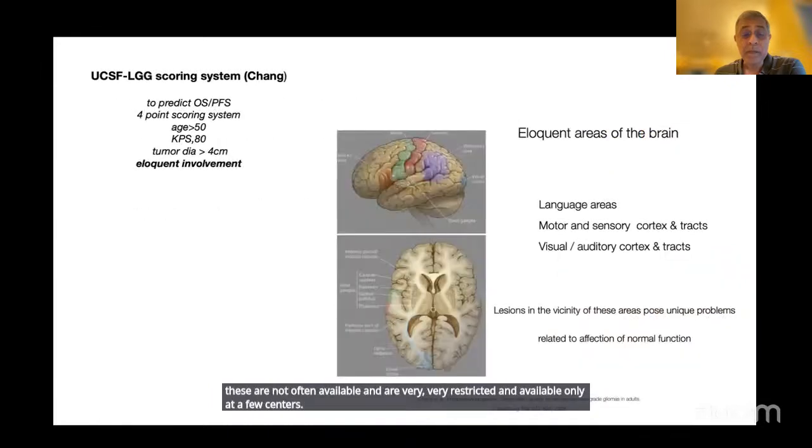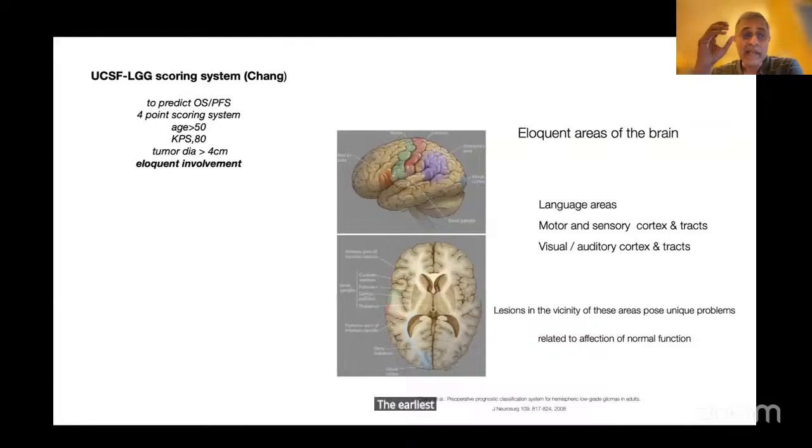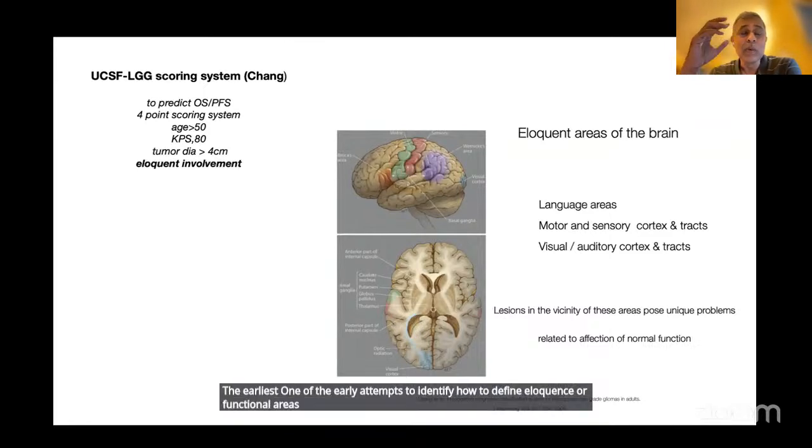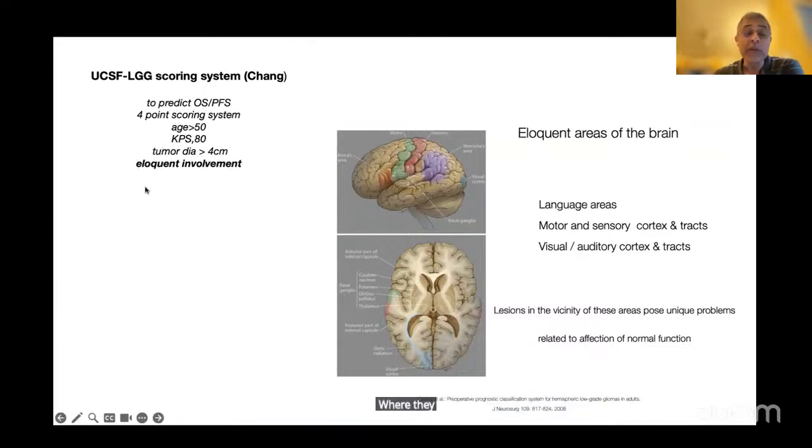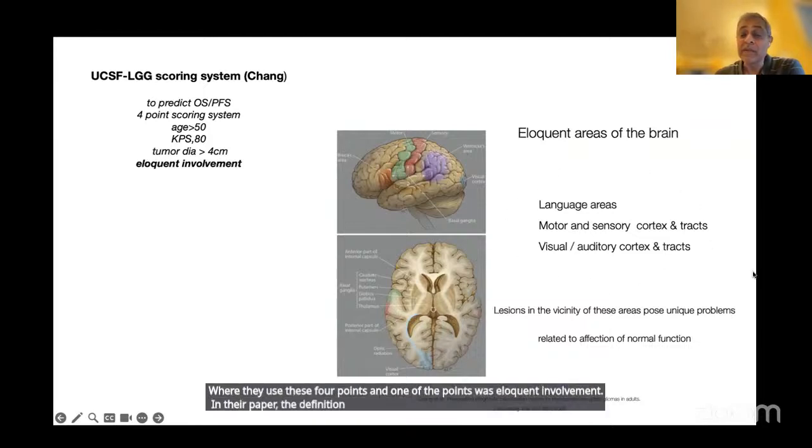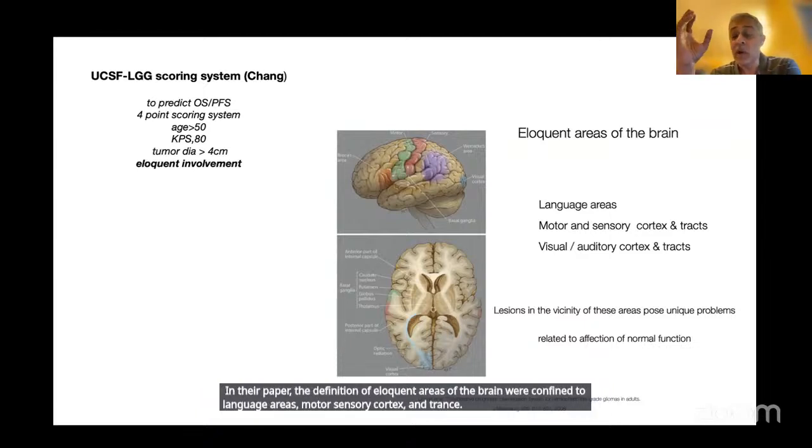One of the early attempts to define eloquence or functional areas and correlate with the prediction of the overall survival and the PFS was the Chang system from UCSF, which was mainly for low-grade gliomas, where they used these 4 points, and one of the points was eloquent involvement. In their paper, the definition of eloquent areas of the brain was confined to language areas, motor sensory cortex and tracts, visual and auditory cortex and tract.